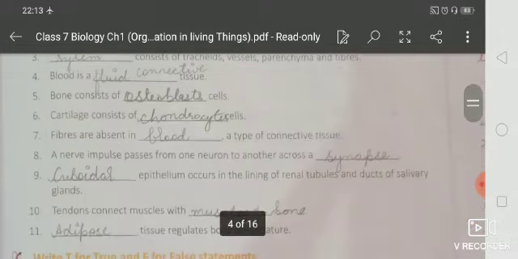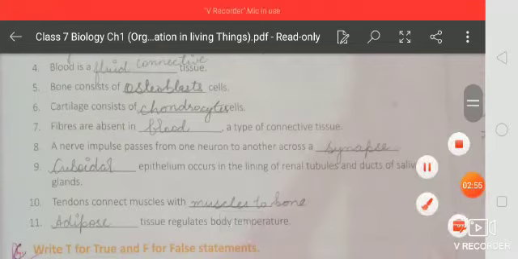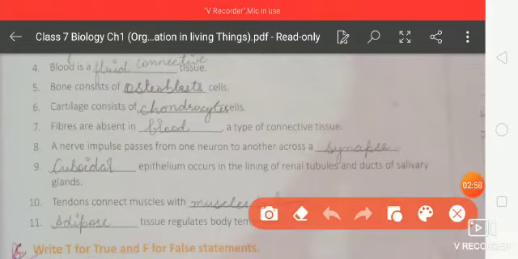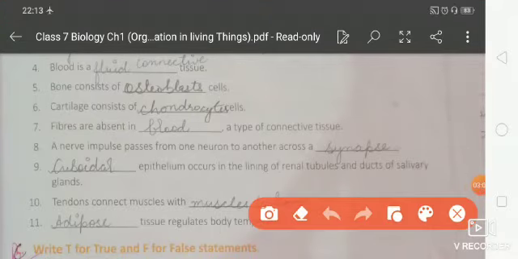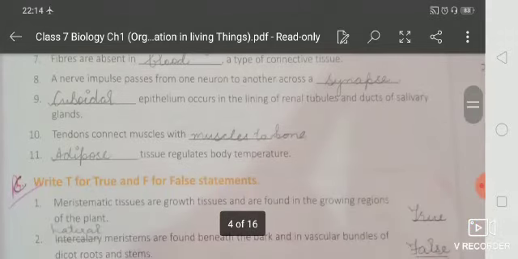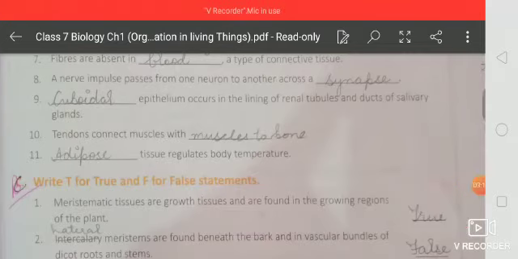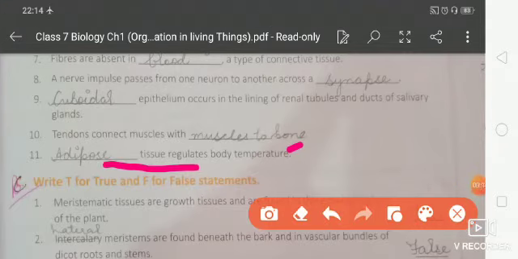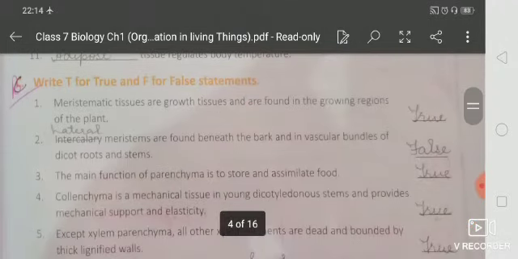It is very important. A nerve impulse passes from one neuron to another neuron across a synapse, and cuboidal epithelium occurs in the lining of renal tubules and ducts of salivary glands. Tendon connects the muscles with bone, and adipose tissue regulates body temperature. Next one is true false.